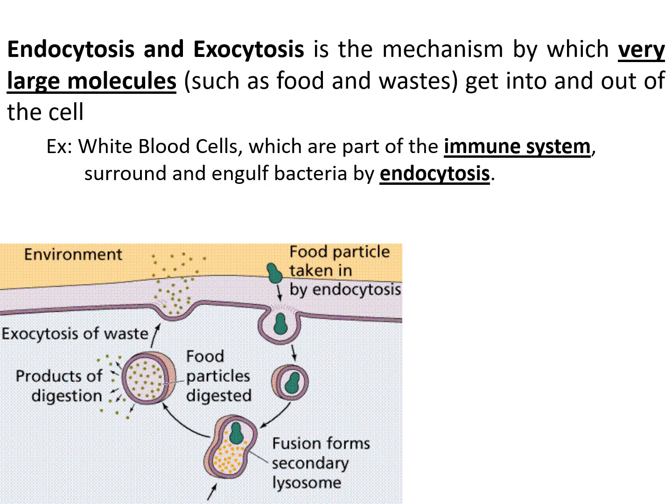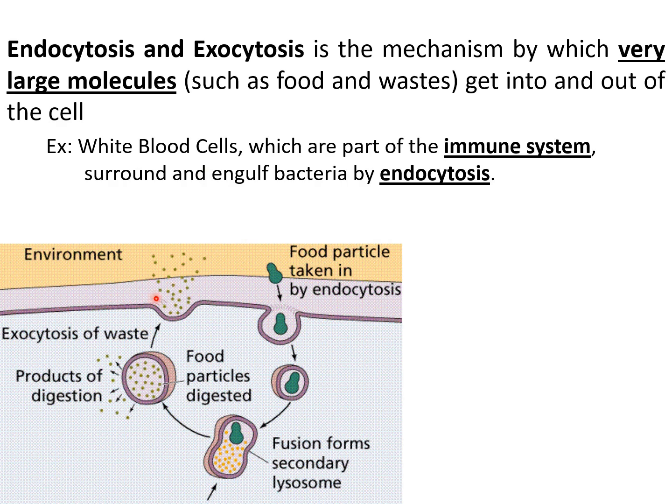Here also we're going to see the endo as well as exo mechanism by which very large molecules move. Active and passive transport are for small molecules; endo and exo are for large molecules such as food and waste, getting into as well as out of the cell. Here WBC, which are part of the immune system, surrounds and engulfs bacteria by endocytosis. So the diagram is very important: how the food particles are entering inside and how the waste is exiting out. This is a very important question also.